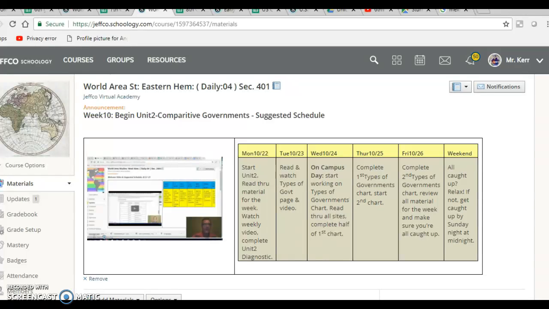Our first unit was on ancient civilizations and how they began in the Eastern Hemisphere. And in this Unit 2, we're going to be comparing different types of governments in the Eastern Hemisphere. We're not necessarily looking at ancient forms of government, although we will look back in history some, but just different forms of government and a lot of what's going on right now in the Eastern Hemisphere.